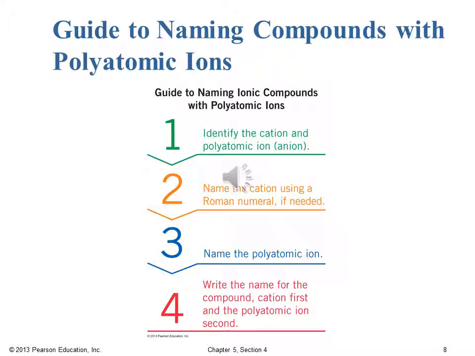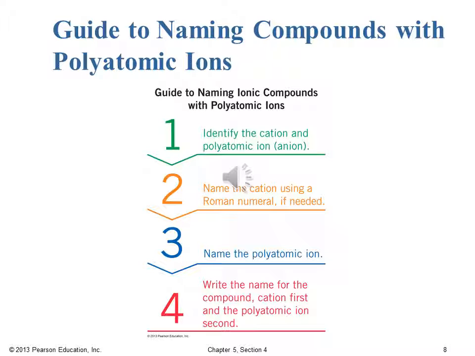The second step, name the cation using a Roman numeral if needed. So if it's a transition element other than zinc or cadmium or silver, if it's a main group element that appears in lower group 4A or 14, tin or lead, we'll need it. But again, be careful, because to put it there when it's not necessary is just as wrong as to leave it out when it is necessary.